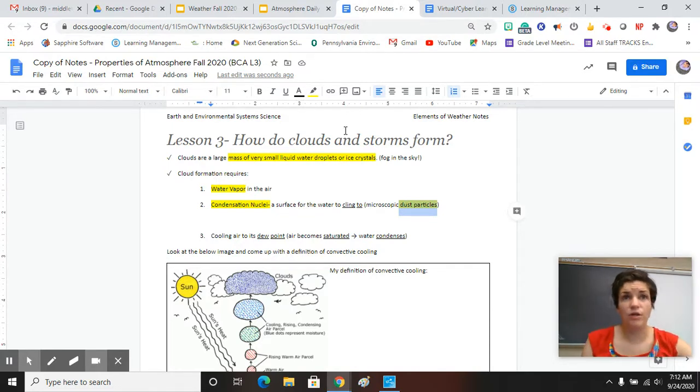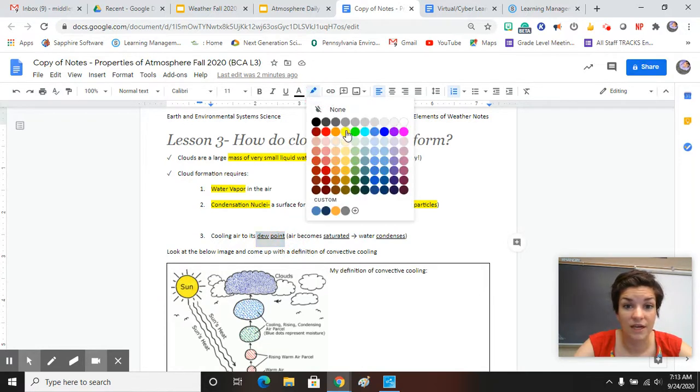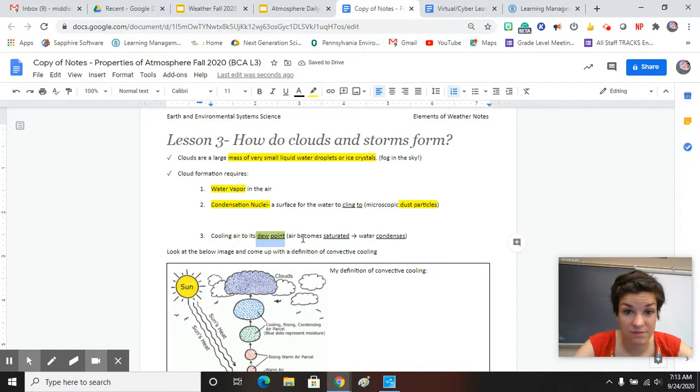It's the same idea as when you get out of the shower and your mirror's all foggy. You can look up at the lights and see water particles floating around, but they need something to land on in order to make a cloud. So you need dirty air to make clouds, something for it to land on. Cooling air. And the third and last thing is you need to cool the air to the dew point temperature. That's where the air becomes saturated and water can condense. So: water vapor in the air, something for it to land on, and the air cooling to its dew point.